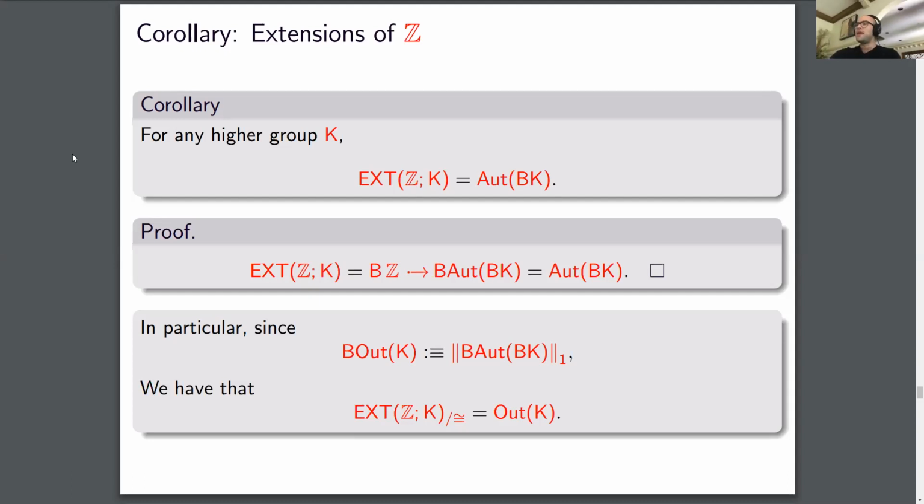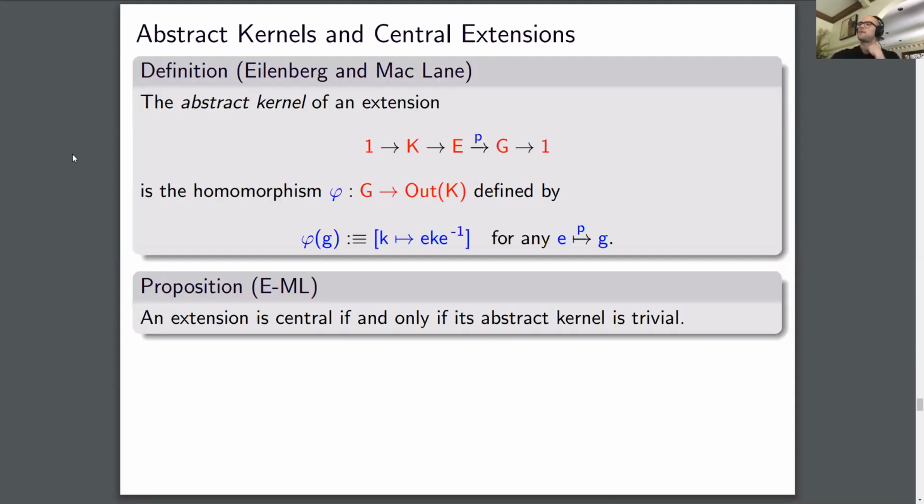Okay, so we can use this definition of outer automorphisms of K, or this theorem about outer automorphisms of K, take your pick, to get a nice result about central extensions. So here we go back to Eilenberg and MacLane's interpretation of Schreier theory through group cohomology. Eilenberg and MacLane call the abstract kernel of an extension the homomorphism from G to the outer automorphism group of K, which is defined in this way. So defined by conjugation. You can check that this is well defined.